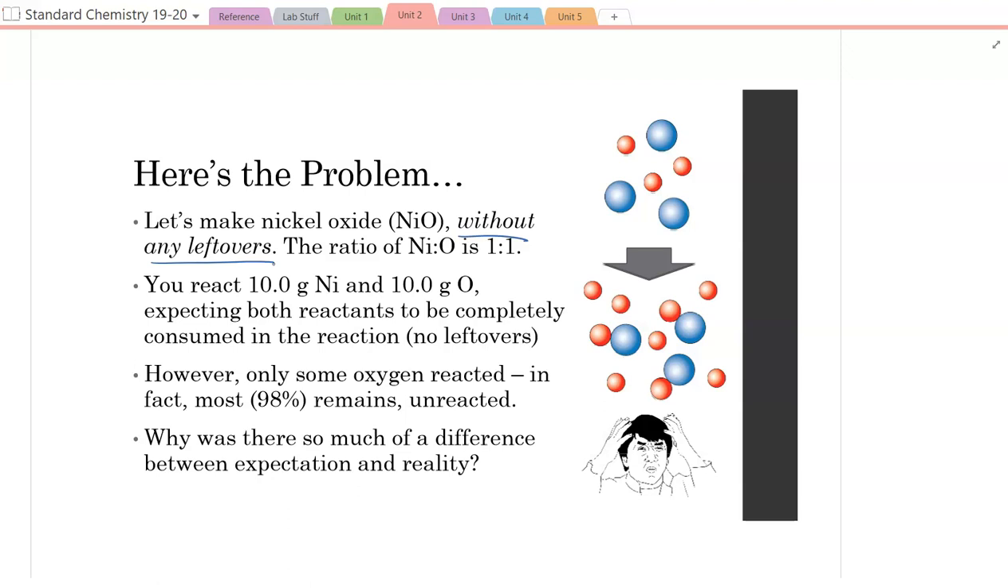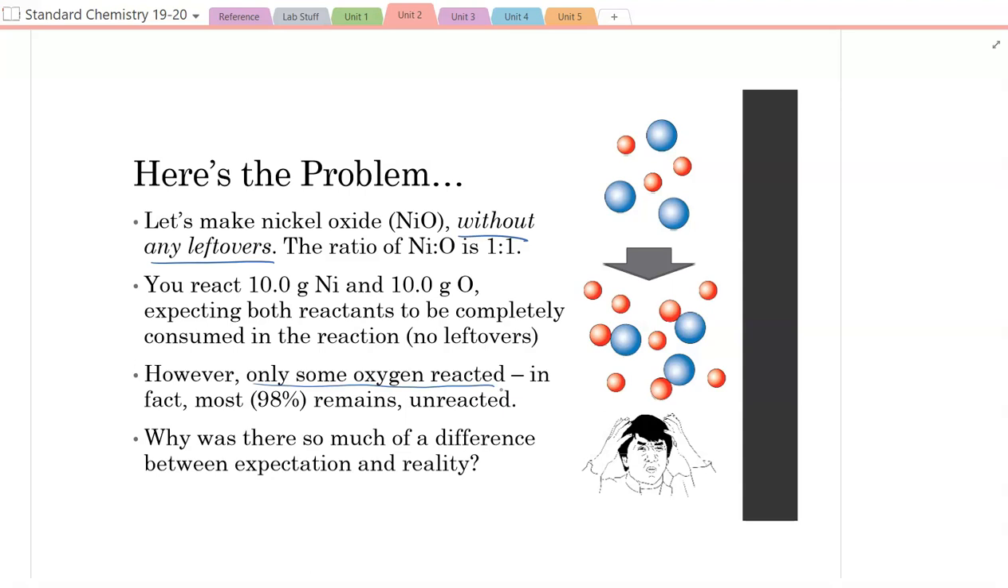So let's try this way. Instead, we'll use 10 grams of nickel and 10 grams of oxygen, which makes sense, right? 1-to-1. We're expecting both the reactants to be completely consumed in the reaction when there's no nickel or no oxygen left over. So it turns out, though, if you were to react them together, only some of that oxygen reacted. In fact, most of it remains unreacted. So only maybe 2% of the oxygen were reacted.